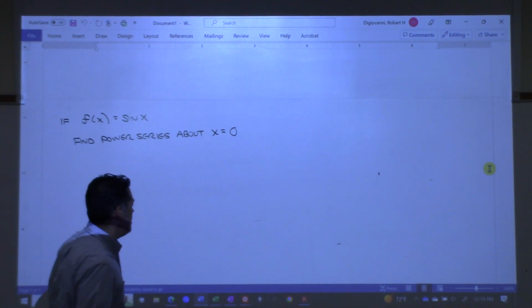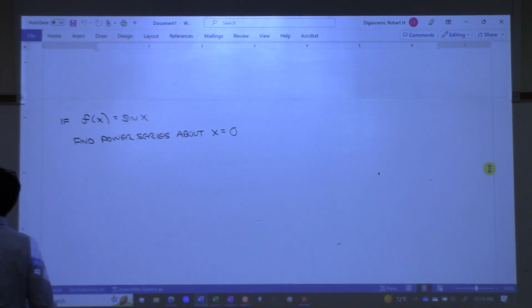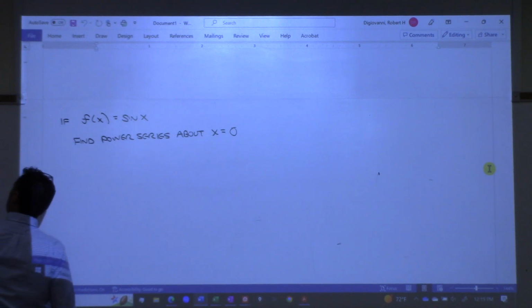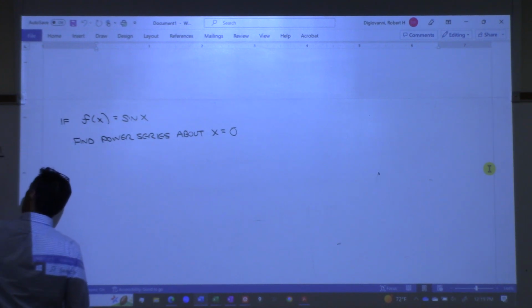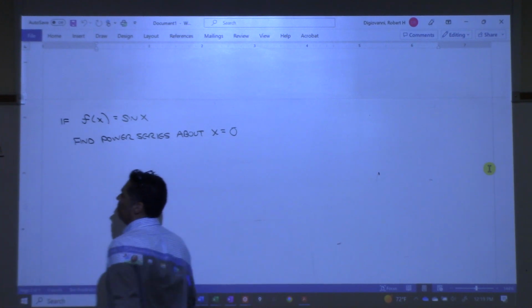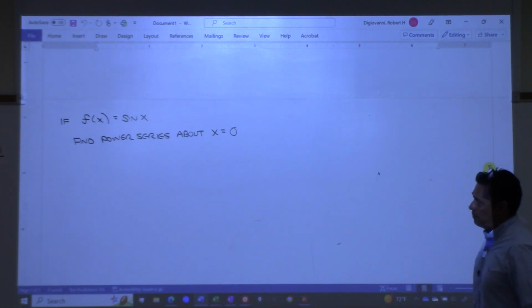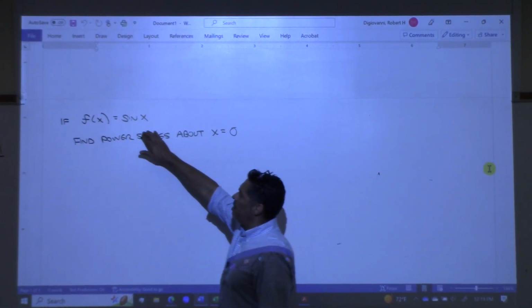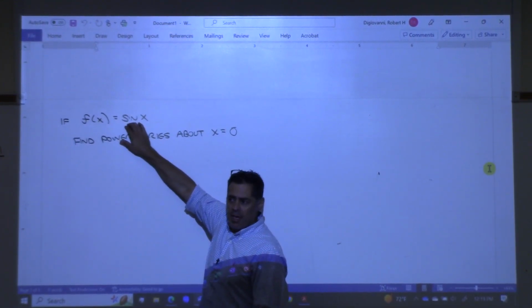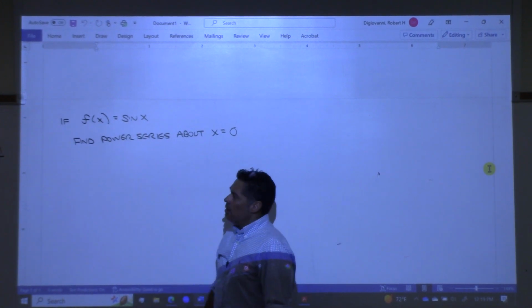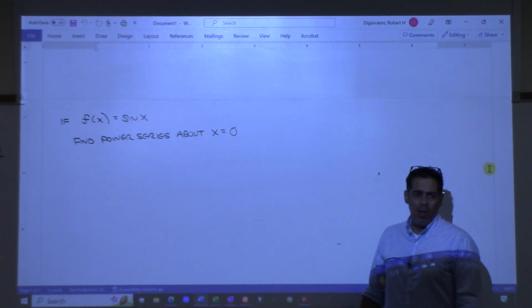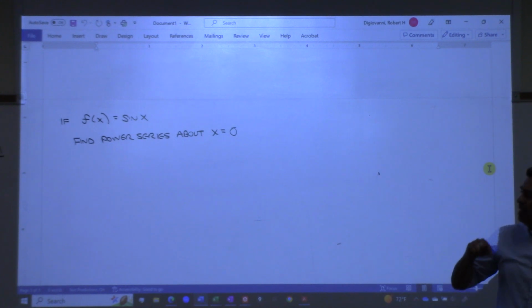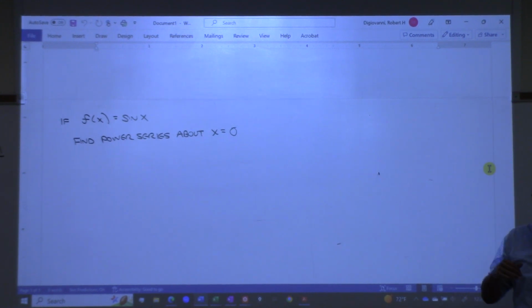I'm going to write that formula that we just developed right here on the board. C sub n equals the nth derivative at a over n factorial. So I need to be able to take successive derivatives of this. Can we take derivatives? Yes, we can, over and over and over. And then what I need to do is plug in the value of a into each of those derivatives and then divide by the factorial.